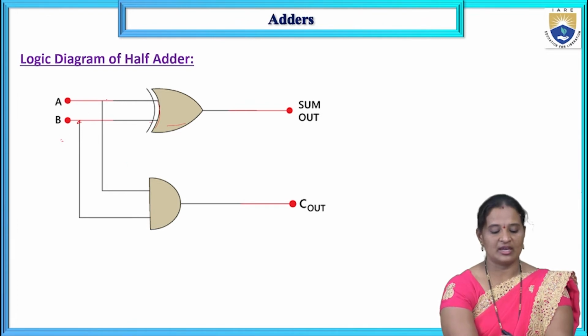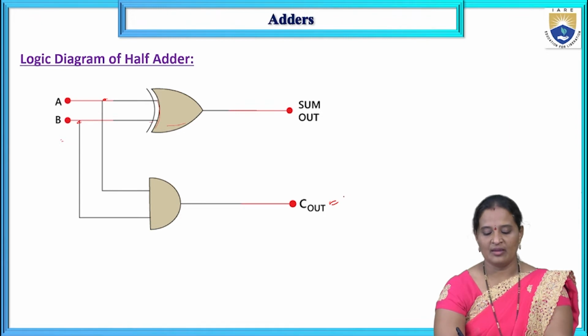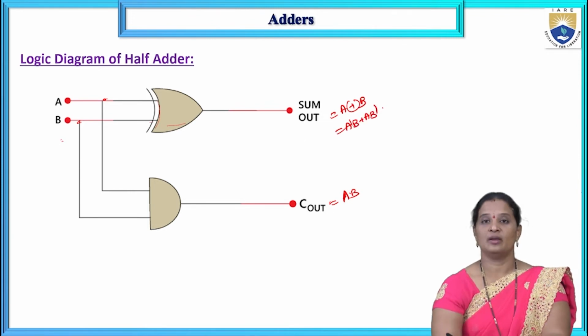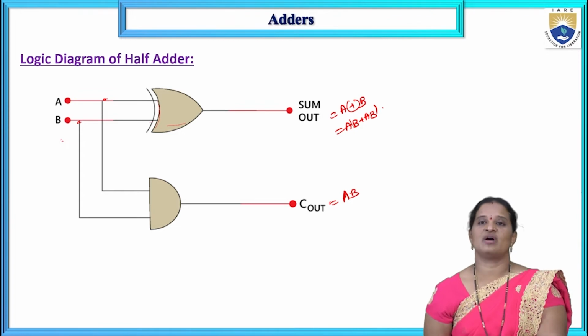Again the inputs are taken as A and B. So the C out, or else the carry output, is given by A dot B, and the sum output is given by A XOR B, which equals A bar B plus A B bar. So this is the logic diagram of the half adder.